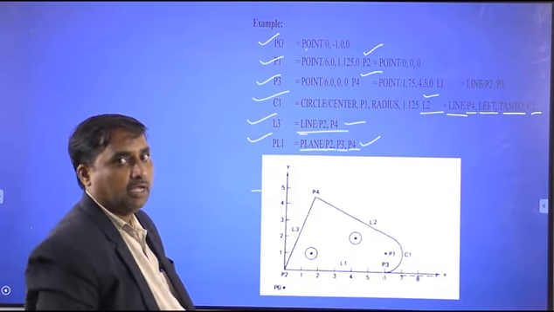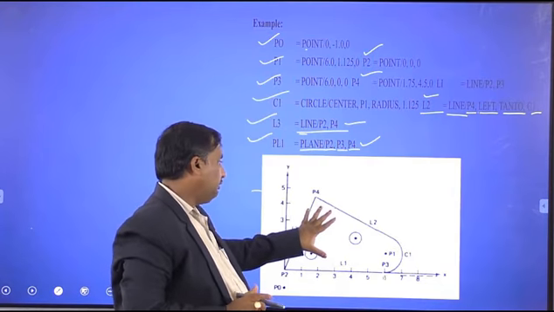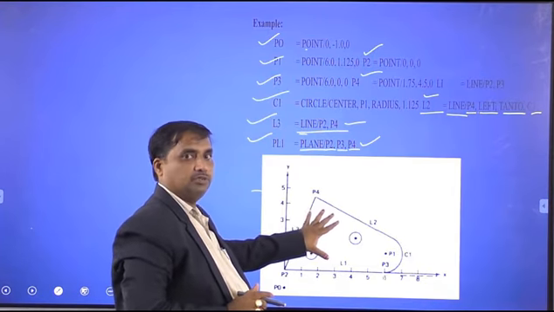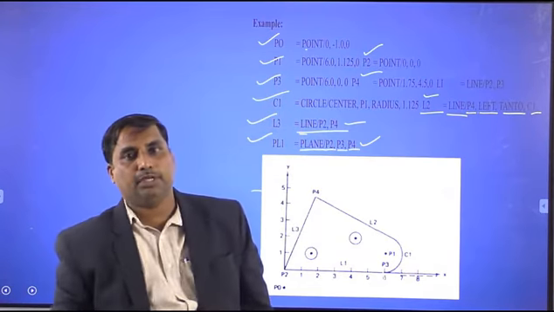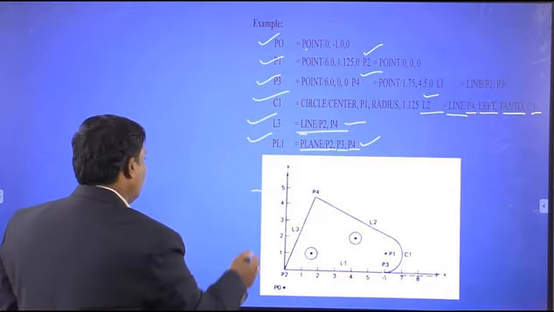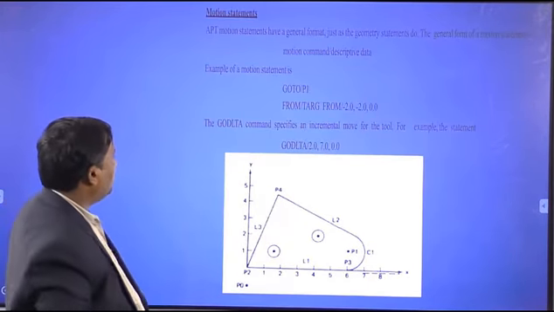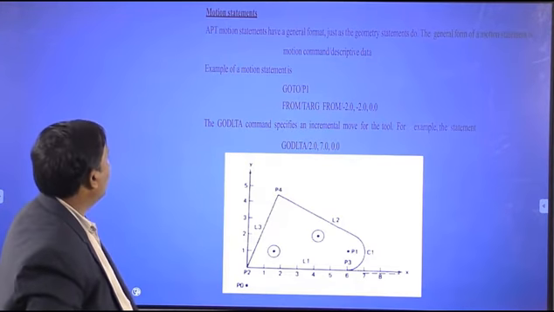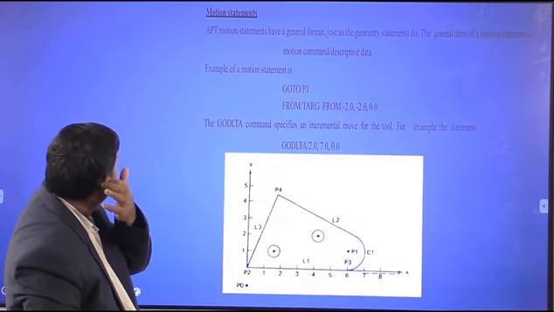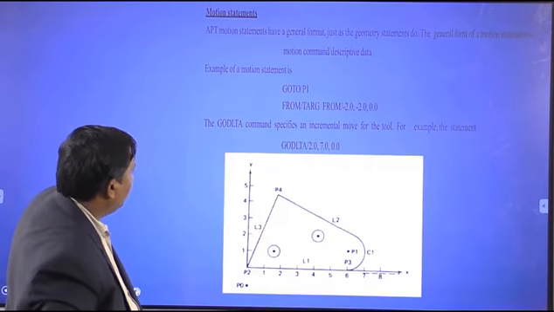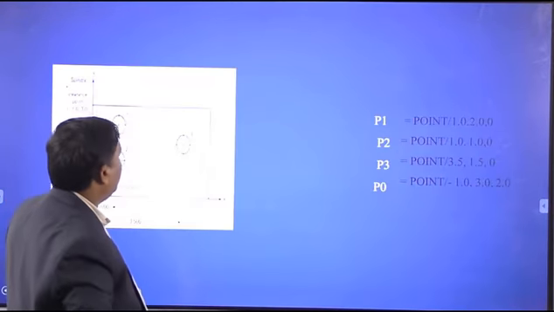So this is about the geometric statements, defining the given object using geometric statements in APT language. Like this you can define it. Next are the motion statements. Here we do not have all the motion statements; I will explain in the next slide.